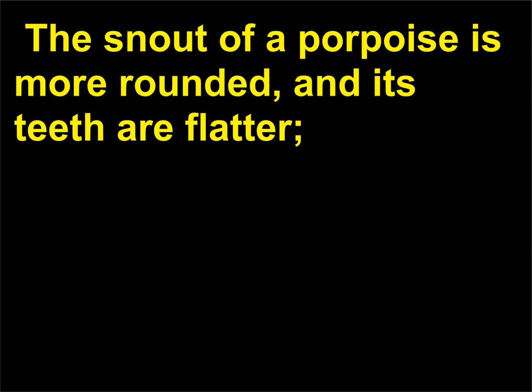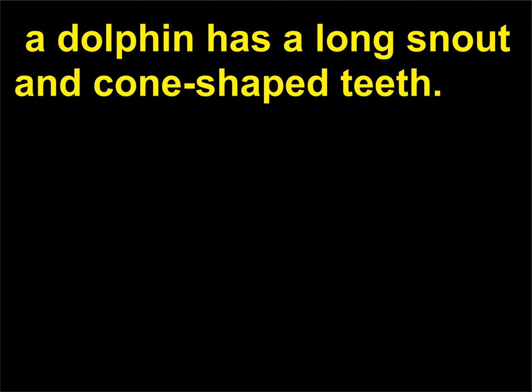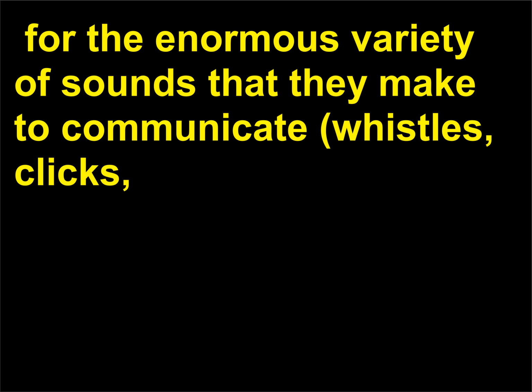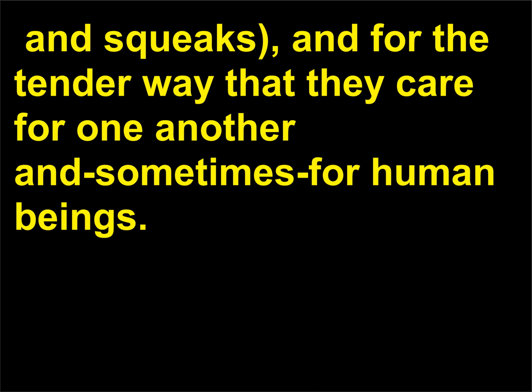The snout of a porpoise is more rounded, and its teeth are flatter. A dolphin has a long snout and cone-shaped teeth. Dolphins have long been studied for their intelligence, they are very fast learners. For the enormous variety of sounds that they make to communicate, whistles, clicks, and squeaks, and for the tender way that they care for one another and sometimes for human beings.